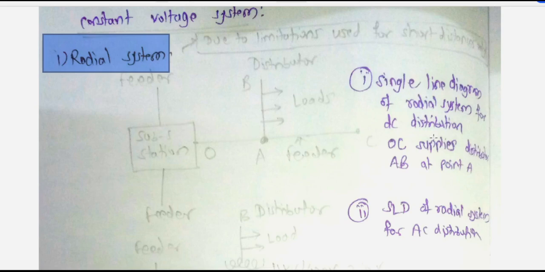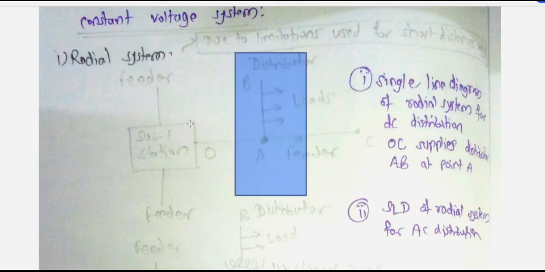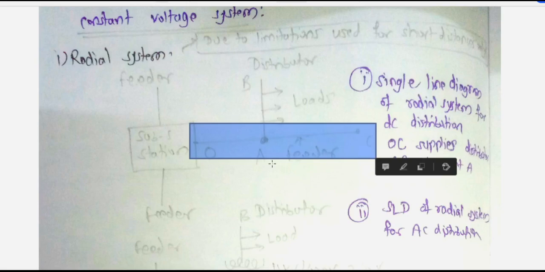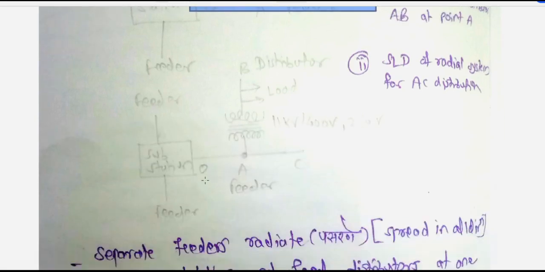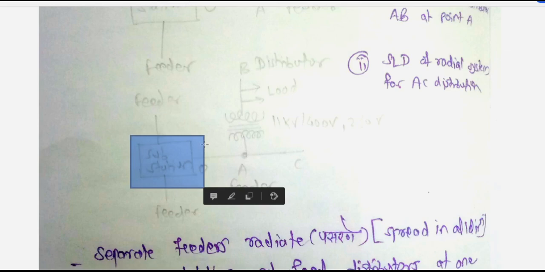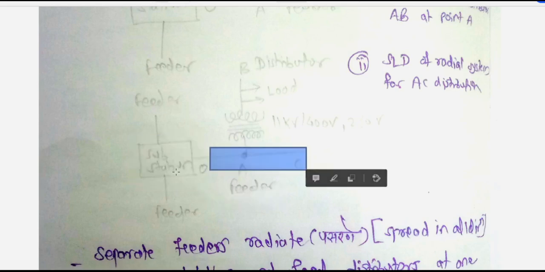So this is a radial system for DC distribution. So OC supplies the distributor at a point A. So this is a distributor, and this is called OC. Yes, so this is our feeder. The second single line diagram is for AC distribution. So simply this is a substation. Same way this is an OC feeder, and on this feeder we are using a distribution transformer.